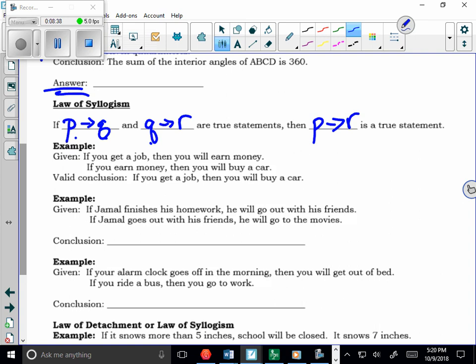So if I have this: if you get a job, then you will earn money. If you earn money, then you will buy a car. If you get a job as my P, I can say you will earn money as my Q. So this is my Q here, and then there's my R. So those are all my different statements. My valid conclusion that they gave me is if you get a job, then you will buy a car. So that flows a little bit nicer than the law of detachment, because P goes to Q, Q goes to R, so now I can say P goes to R.